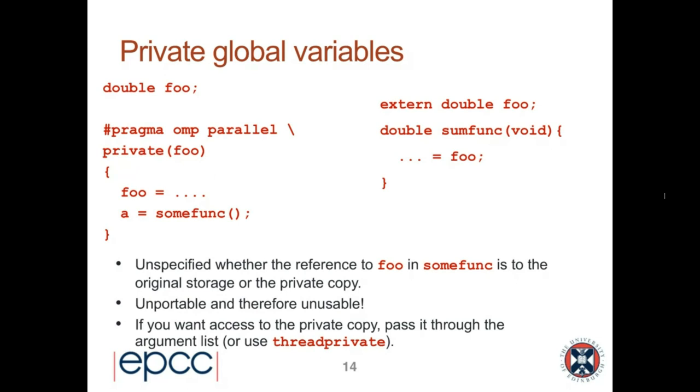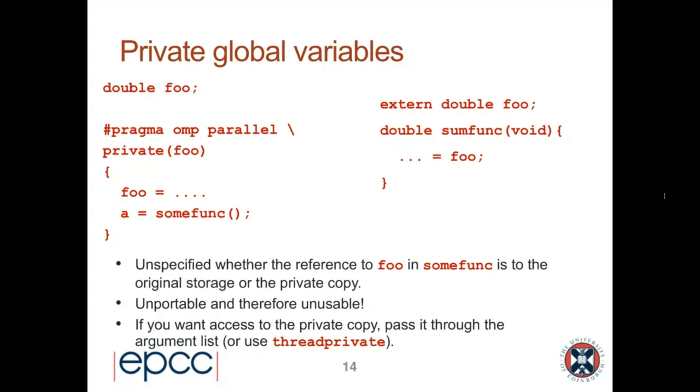The question now is, what happens if I call a function, so this is some func here, inside the parallel region, and the code for that is on the right-hand side here. This code references that global variable. So the question is, is that reference to foo inside the function call to the private copy made by the parallel region, or is it to the original shared global location? And the answer is, you don't know.